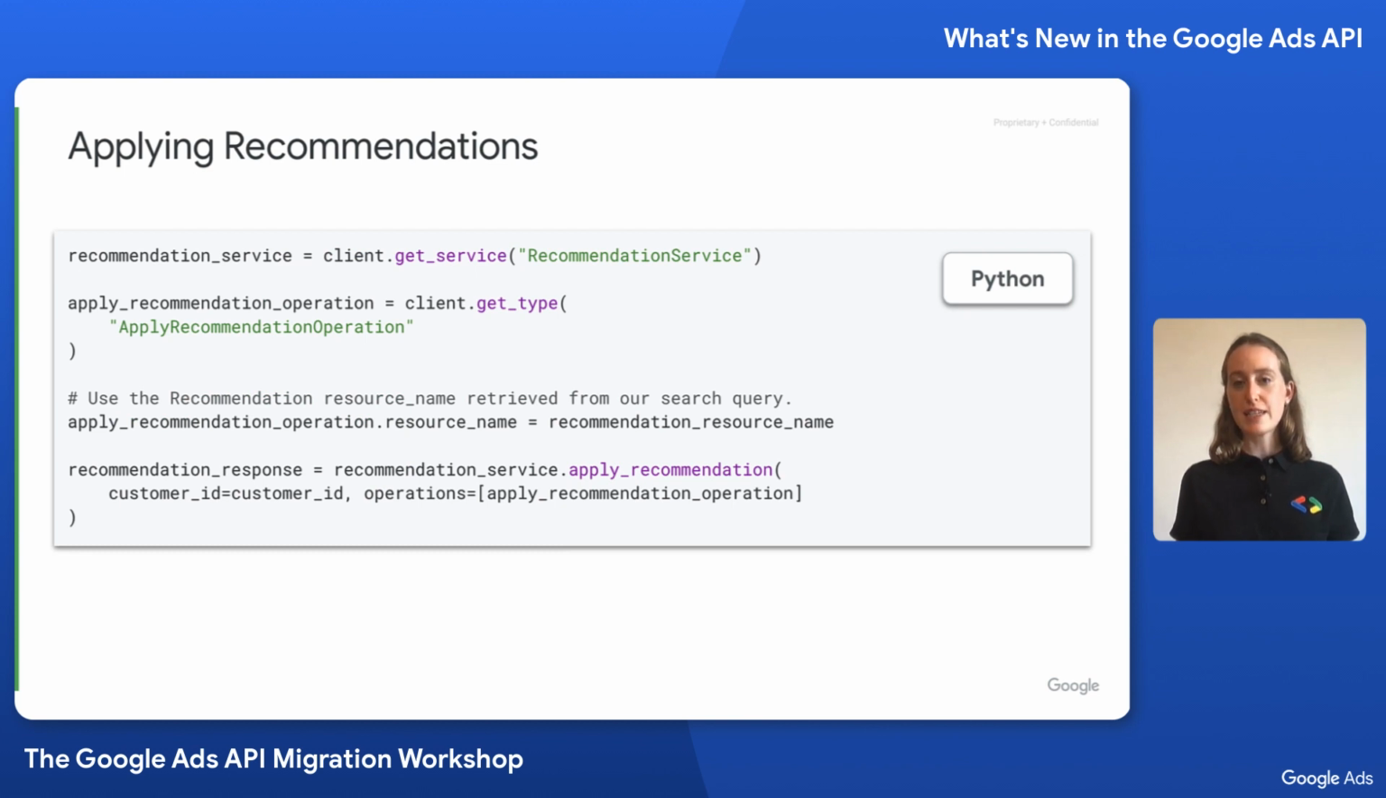Once you have that recommendation, you can apply it using the apply recommendation method of the recommendation service. All we need for this is the customer ID for the recommendation and resource name we just got back in our search response. After that recommendation has been applied, you should soon see an increase in your optimization score. This is my favorite new feature because of its combined power and simplicity. It enables you to make a huge impact on your account's overall performance with very little effort.